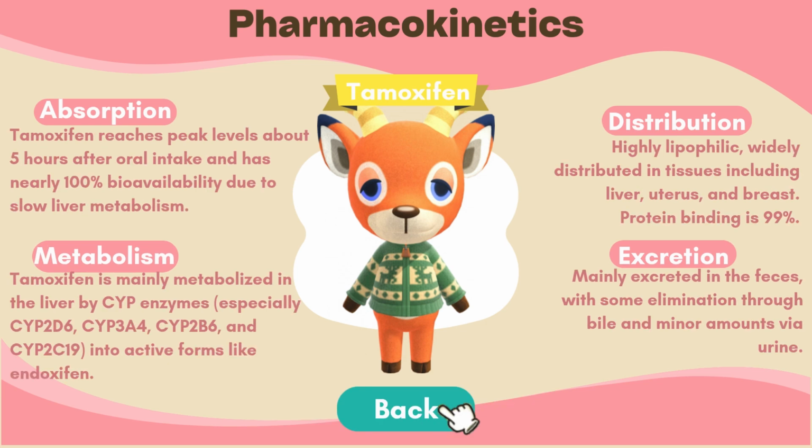Next, for tamoxifen, firstly, absorption. Tamoxifen reaches peak level about 5 hours after oral intake and has nearly 100% bioavailability due to slow liver metabolism. Next, distribution, in which, being highly lipophilic, it is widely distributed in tissues, including liver, uterus, and breast. Protein binding is around 99%. Next, for metabolism, tamoxifen is mainly metabolized in the liver by the CYP enzymes, especially CYP2D6 and others, into active forms like endoxifen. Lastly, for the excretion, it is mainly excreted in the feces with some elimination through bile and a minute amount via the urine.